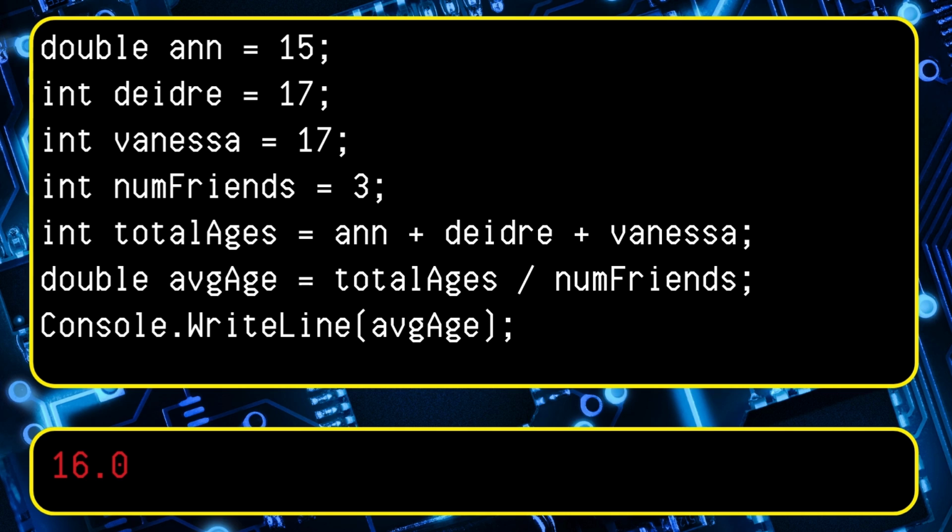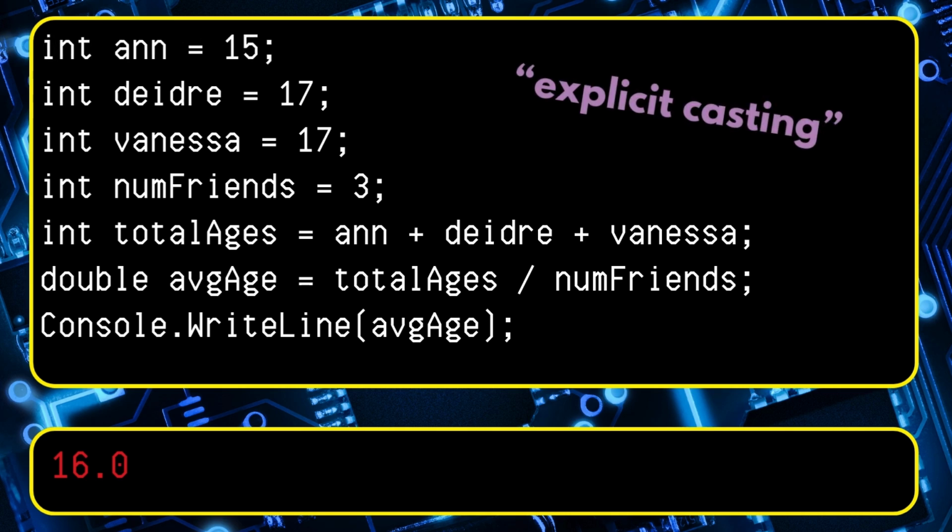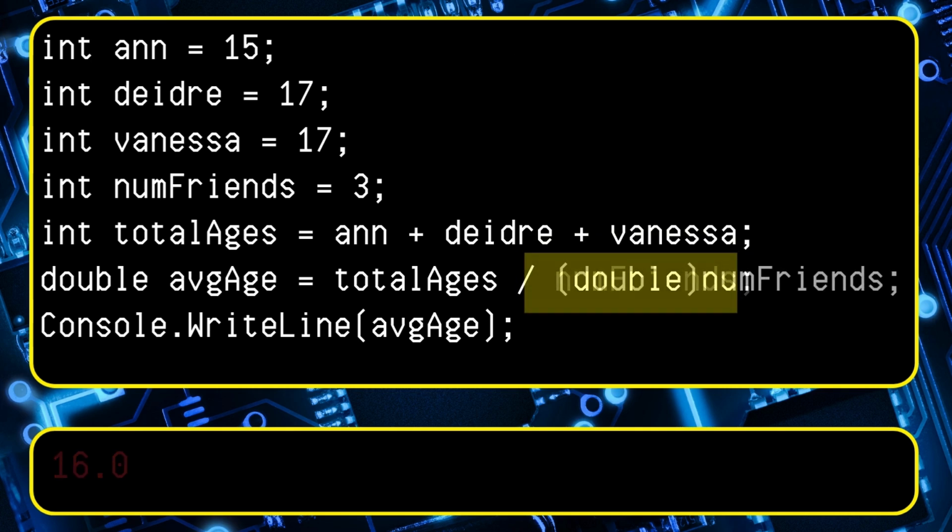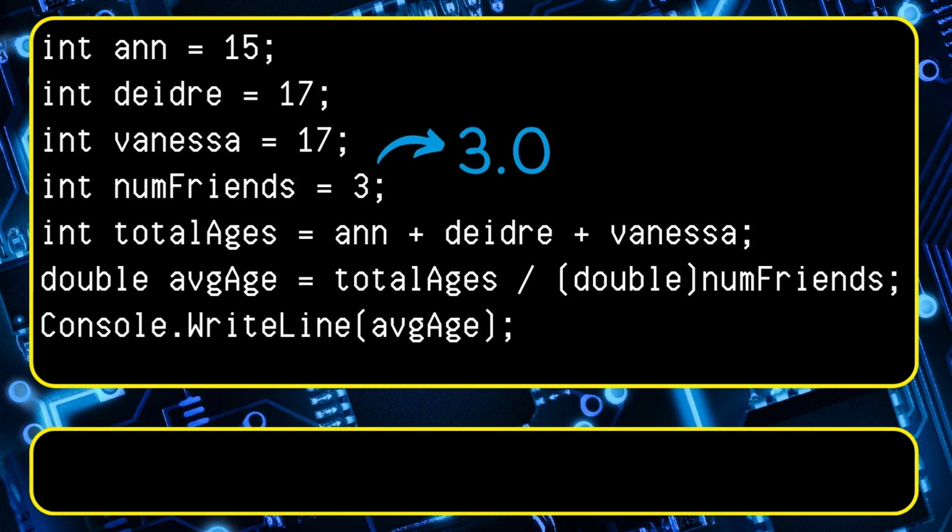But I can also do explicit casting and do it in a manner that doesn't permanently change any values or variables. I just put the desired data type in parentheses immediately before the variable or literal value. When the program executes, C# will convert this 3 into a 3.0 on the fly when it does the division, which gives us the floating point division we're looking for.